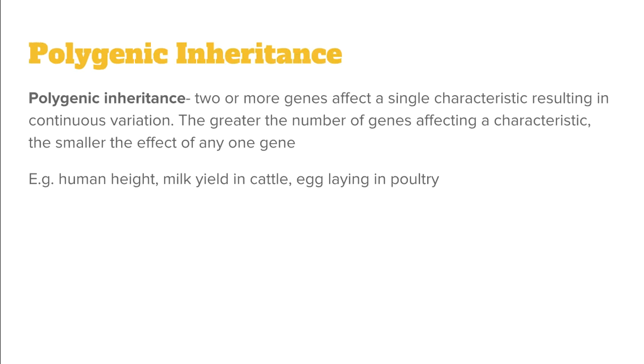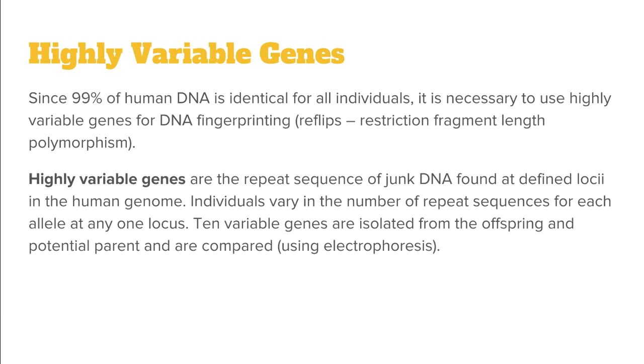When we look at polygenic inheritance, we're talking about when two or more genes affect a single characteristic, resulting in continuous variation. This is in contrast to multiple alleles, which we just looked at, and that's where there are more than two alleles that affect a characteristic. Here we're looking at two or more genes. If there are a greater number of genes affecting a characteristic, there will be a smaller effect of any one gene. And when we look at these, we can look at human height, milk yield in cattle, and egg laying in poultry. When we look at human height in particular, we don't just have tall and short people, we have variations in between. And that's what is meant by polygenic inheritance.